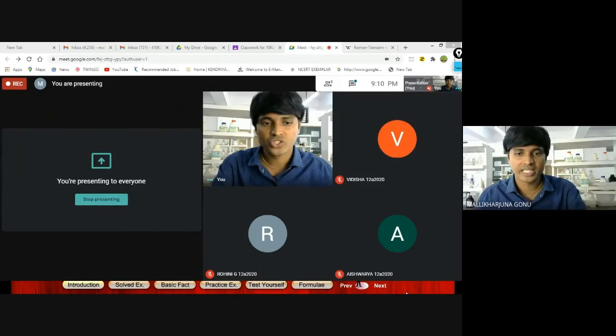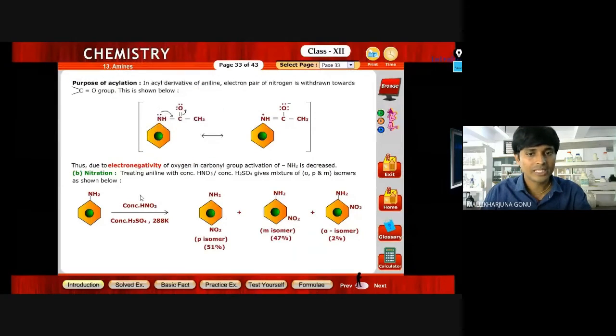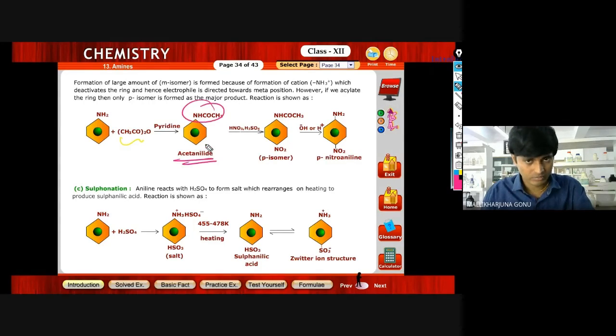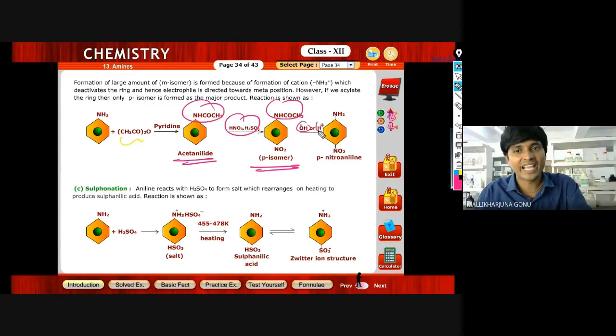This is the Zwitter ion. Okay, this is all about the nitration. So this is what I was talking about. If in the presence of acetyl chloride, or the same way acetic anhydride, you can take to make the amide, acetanilide. If you do the nitration, we get the para isomer. If you do hydrolysis with OH minus, NaOH or KOH, any base, or acid also, H+, anything you can take, you can get this one.